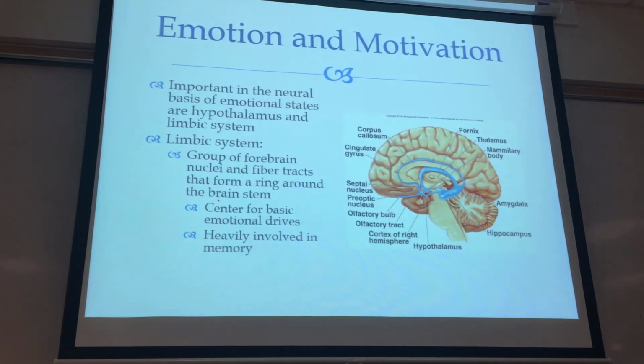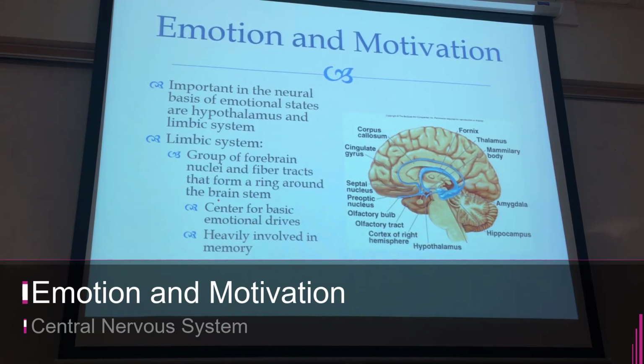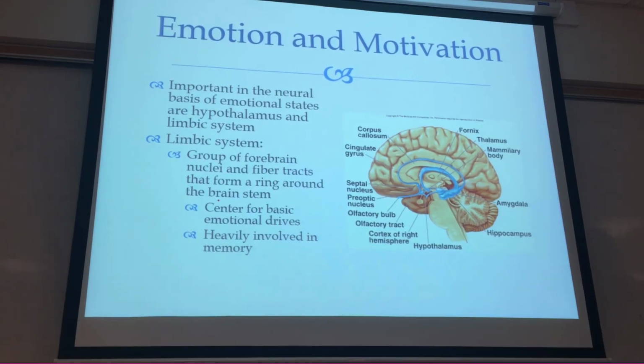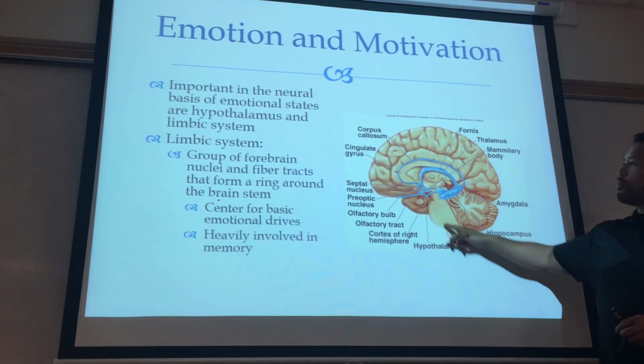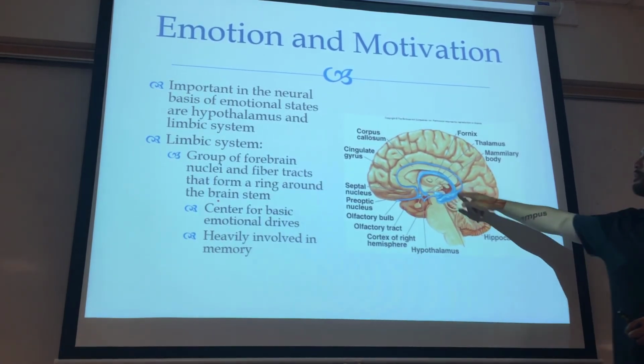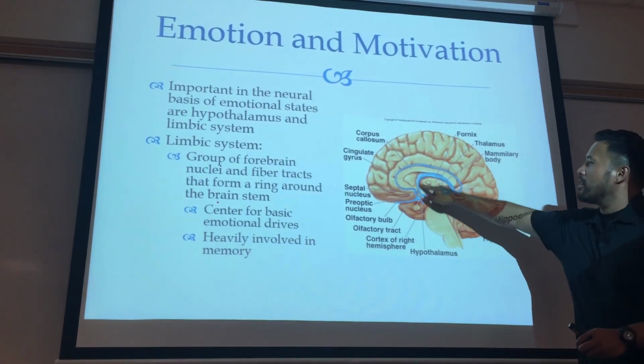The last thing I want to leave you with before we go on break is emotion and motivation. So these areas, this is the limbic system. The limbic system, again, is not a specific structure, but a whole collection of nuclei found in this ring around the midbrain.